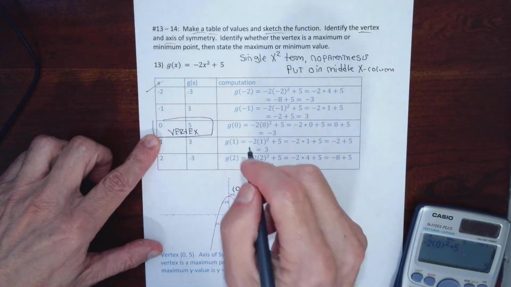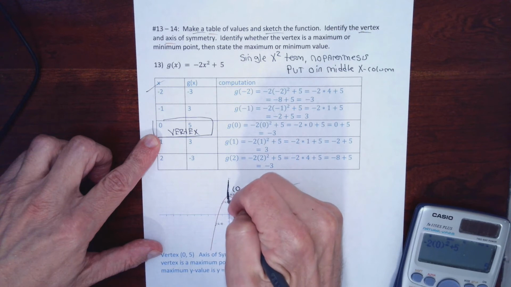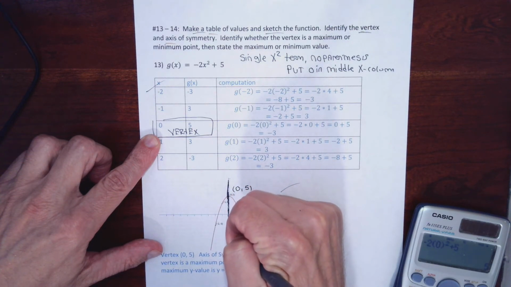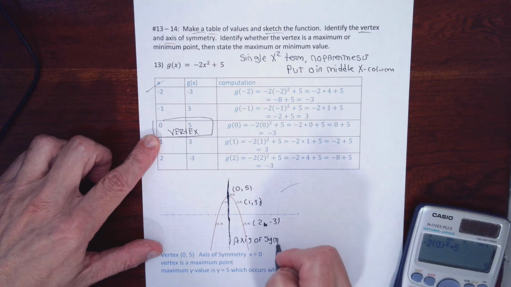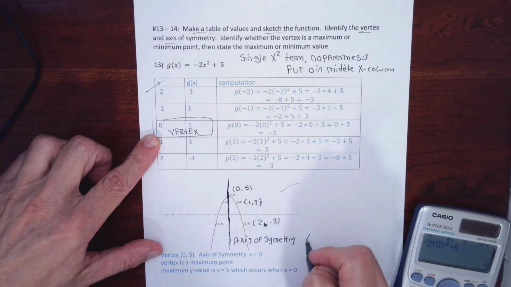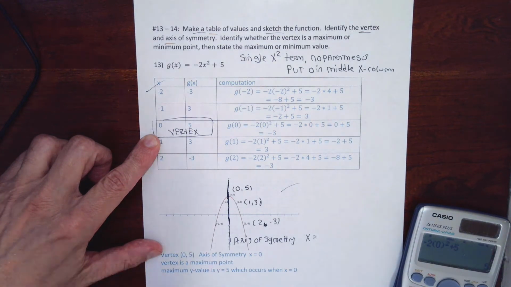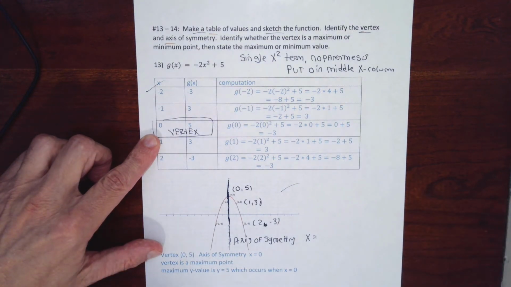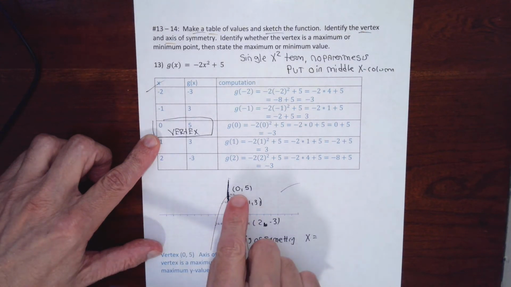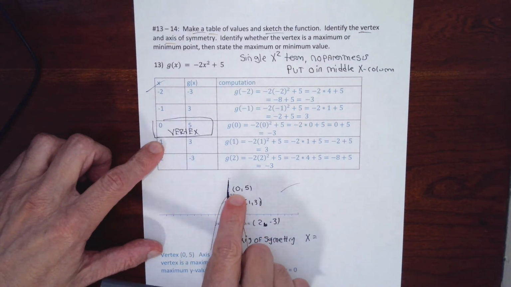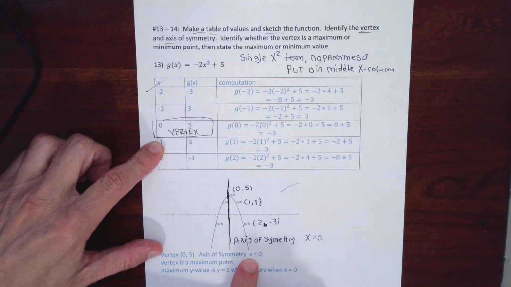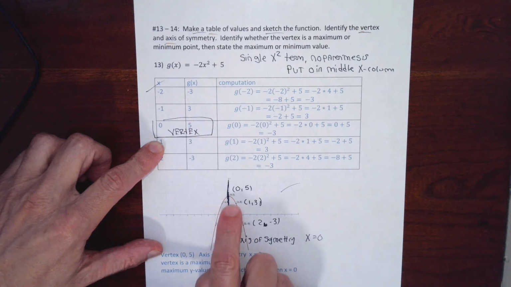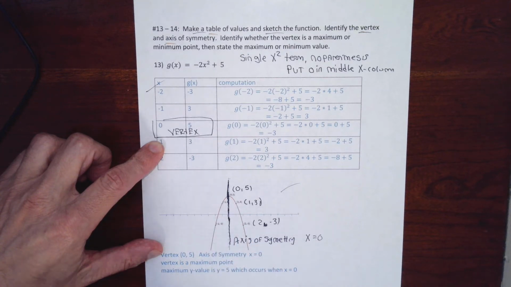And then it says identify the axis of symmetry. The axis of symmetry is a vertical line that cuts the parabola into equal halves. So this line that I just drew in is the axis of symmetry. And an axis of symmetry always only has an x in its equation because vertical lines have x's but not y's. And this vertical line goes through the vertex, and the x coordinate of the vertex is 0, so the axis of symmetry should be x equal to 0.